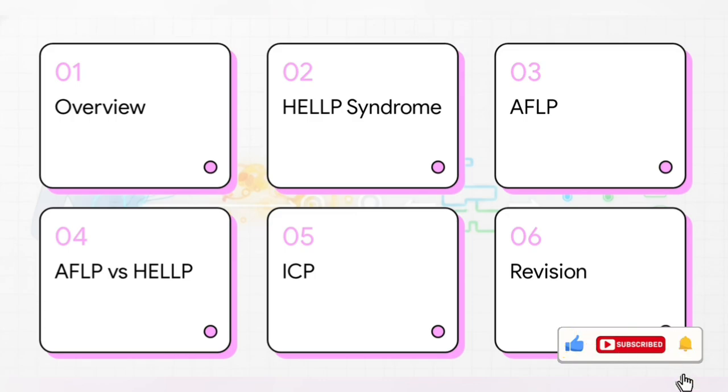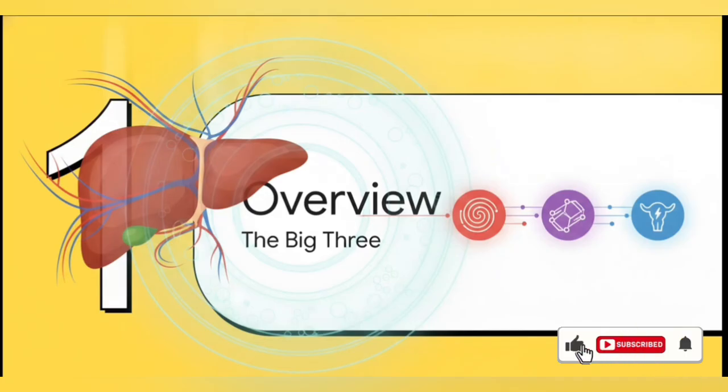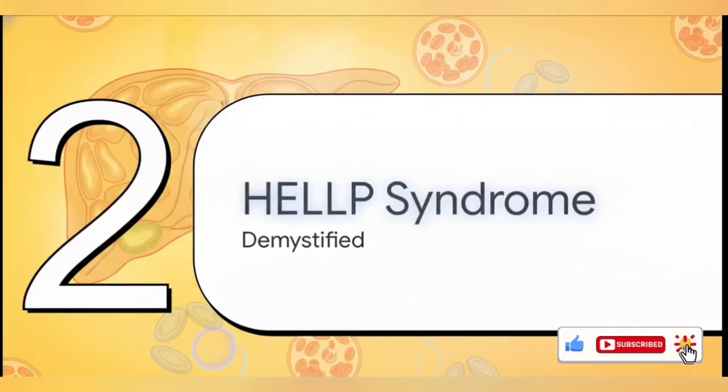चलो, शुरू करते हैं. Section 1, the big 3 overview. Like I said, pregnancy puts immense metabolic and hemodynamic stress on the maternal liver. जब complications आती हैं ना, especially in the 3rd trimester, we have to be able to categorize them perfectly. These big 3 are the ultimate culprits you'll see time and time again. Section 2, HELLP Syndrome Demystified. Let's kick things off with the absolute most classic complication of severe preeclampsia.